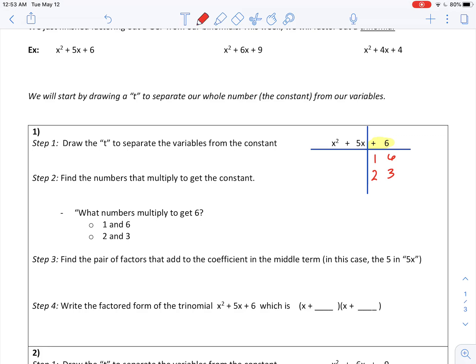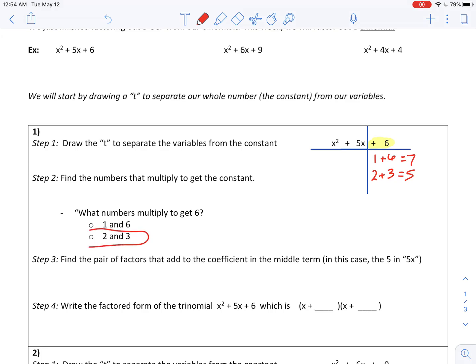What we want when we're factoring these, at least for today, is to figure out which pair adds to 5x, to positive 5x. The reason we want them to add is because all of these signs are plus signs. We don't have any minus signs, so today we're only adding. So 1 plus 6 is 7. That's not going to equal 5. But 2 plus 3 would give me 5.